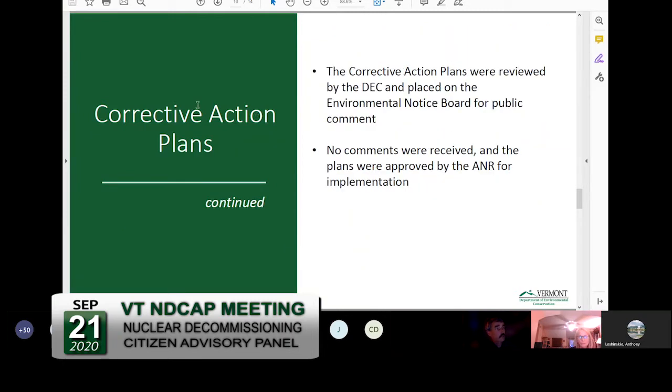And these corrective action plans will be carried out. They've been approved. No comments were received from the public, and they will be carried out basically at a time that fits in with the demolition schedule of the buildings. And then the soil will be appropriately disposed of.